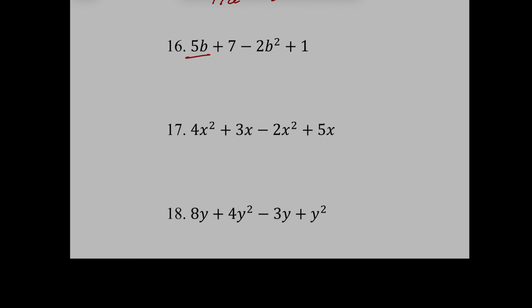Number 16, I have a 5b, I have a 7, I have a b squared. All of these are different terms, and I have a 1. Well, 1 looks like the 7. That's a double underline. I'm going to start with my b squared. That's going to be a negative 2b squared because a minus goes with that. Now I'm going to go with my b, and that's a positive 5b, so I'm going to write plus 5b. And now I'm just going to combine my positive 7 and my positive 1, and I'm going to get a positive 8. Two more.